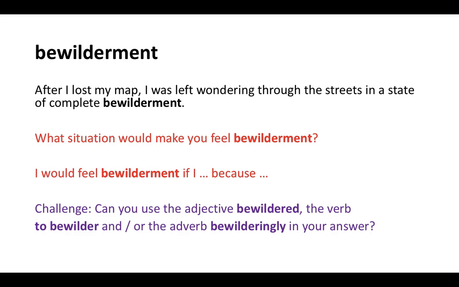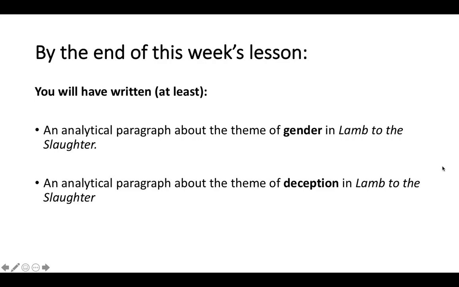Okay, so hopefully you have thought of a situation that would leave you feeling a sense of bewilderment. So we're going to move on then to explain what we're going to be doing in the rest of this week's lesson. As I said earlier, it's in 3 parts. So by the end of part 3 of today's lesson, you will have written at least an analytical paragraph about the theme of gender in Lamb to the Slaughter, and an analytical paragraph about the theme of deception in Lamb to the Slaughter. If you're not quite sure what those words mean, we are going to go through them, so don't worry too much at this stage.